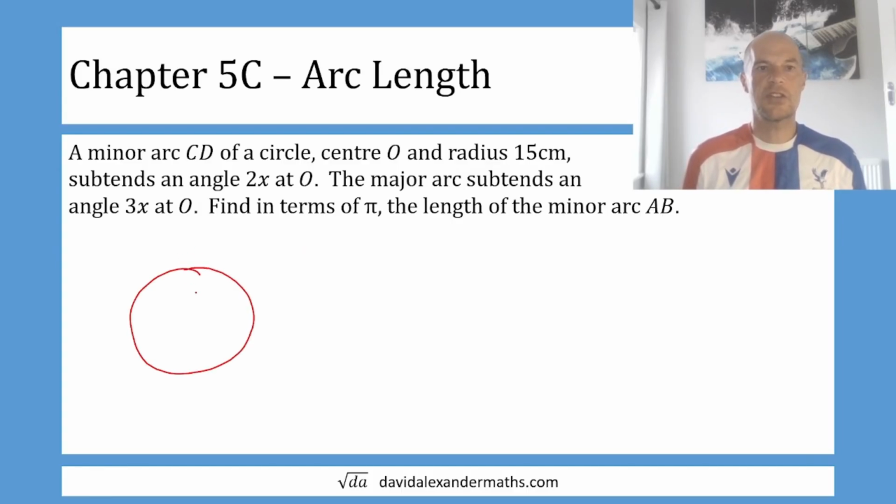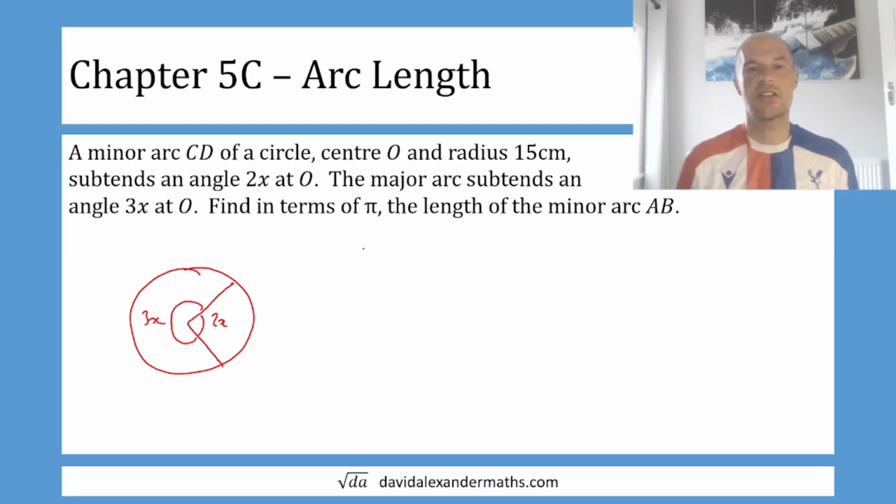Okay, so there's a question similar to this in the book. So here's my circle. The minor arc subtends an angle 2x. So therefore this is 2x. And the major arc subtends an angle 3x. Okay, so this is 3x. So what we know is that 2x plus 3x, so 5x equals, you're probably going to be thinking 360 degrees, but that is going to be 2 pi radians. So therefore x is 2 pi over 5 radians.